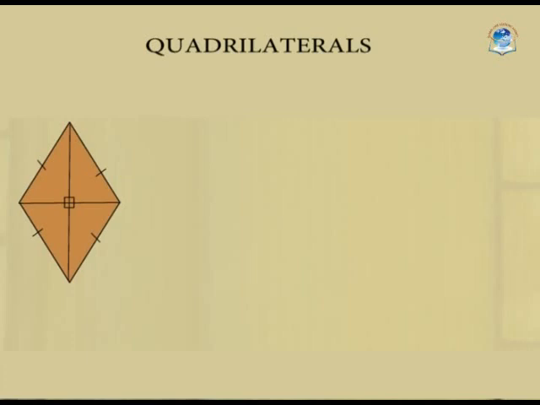A rhombus has all its sides equal in length. The sides do not necessarily meet at right angles. While the diagonals of a rhombus meet at right angles, they are not necessarily equal in length.